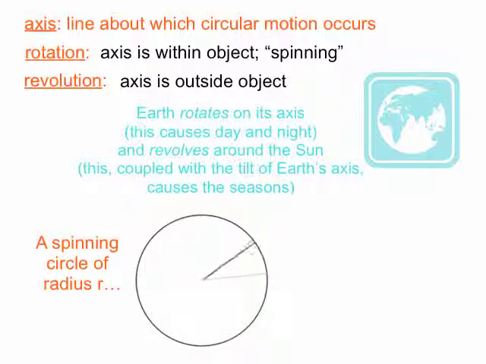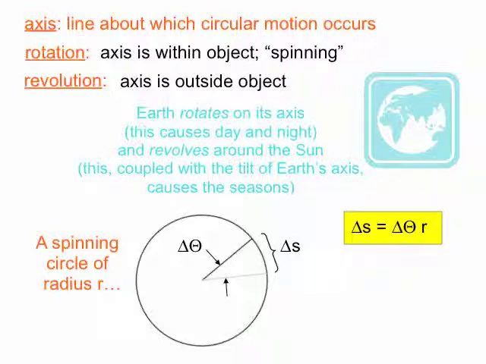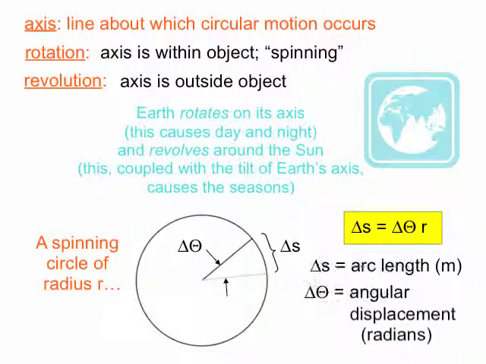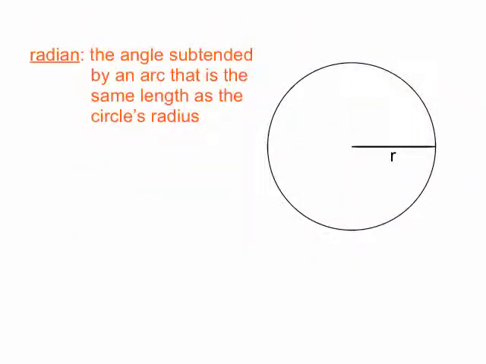So, if you have a spinning circle with a radius of r, you can figure out and get this nice little equation where delta S is the arc length, delta theta is the angular displacement in radians, and of course r is the radius. What is a radian? A radian is an angle subtended by an arc that is the same length as the circle's radius. What does that mean?